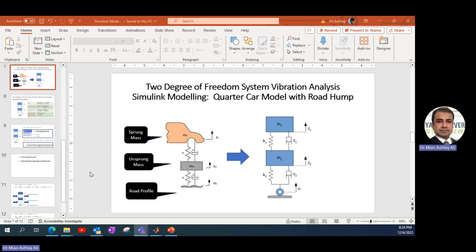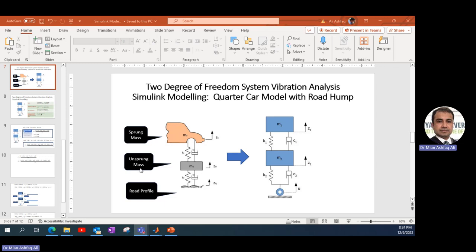As you can see here, we have a quarter car model in which we see the quarter mass of the car, and then we have the unsprung mass, which represents the mass of the wheel, and this is getting the excitation in the form of the road profile from the bottom.